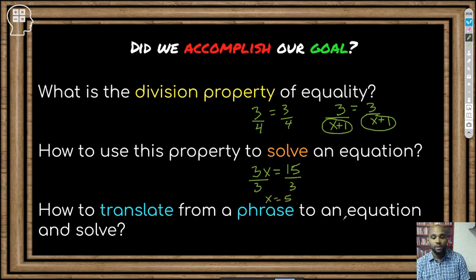How do you translate from a phrase to an equation? Again, we've shown that in a couple of videos, and now with the division video, that the word is equals, our equal sign, and that the sum equals plus, and product is talking about the multiplication. So we discussed that in those examples. So yes, we've covered everything.